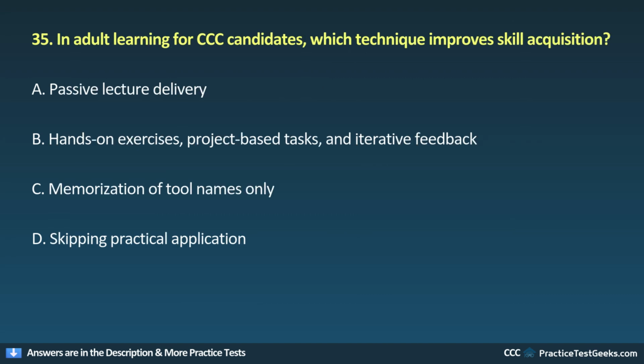35. In adult learning for CCC candidates, which technique improves skill acquisition? A. Passive lecture delivery. B. Hands-on exercises, project-based tasks, and iterative feedback. C. Memorization of tool names only. D. Skipping practical application.